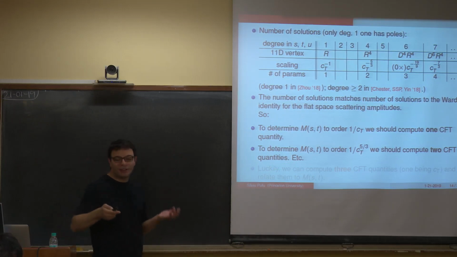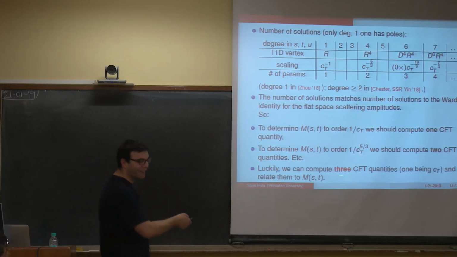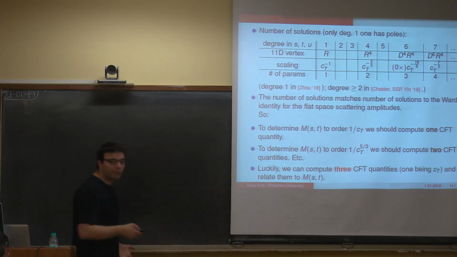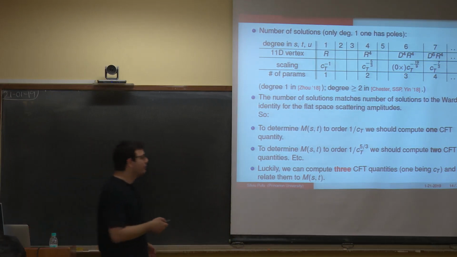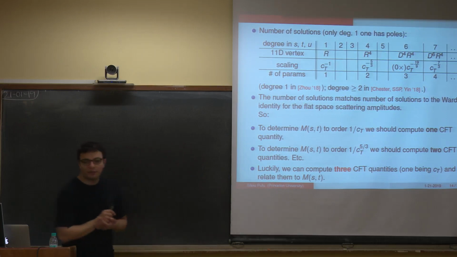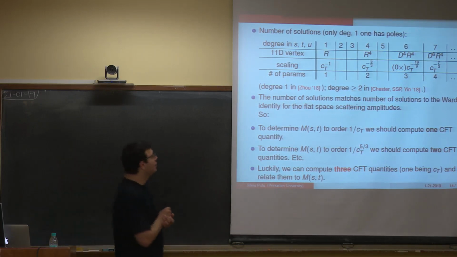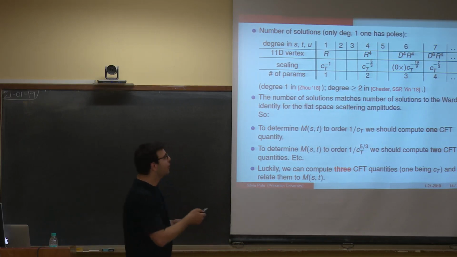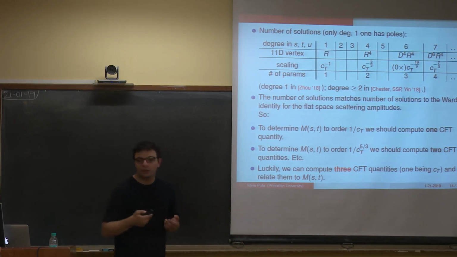So how many CFT quantities can we compute? Well, we can compute 3 CFT quantities. I'll explain what they are. One of them being CT as a function of n. And then we can relate them to the Mellin amplitudes. So we can compute the tree-level Mellin amplitudes up to this order, 1 over CT to the 19/9. And therefore, we'll be able to reproduce the contribution of the R to the 4 term to flat space scattering, and also show that the D to the 4, R to the 4 doesn't contribute.